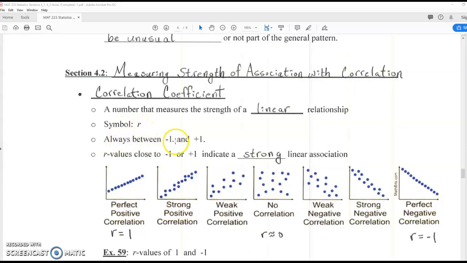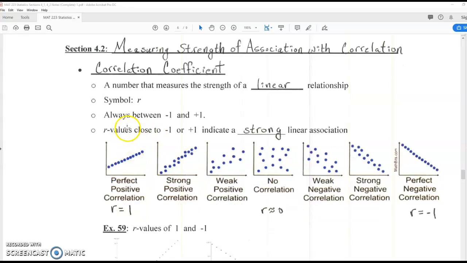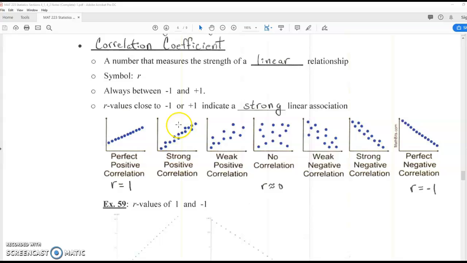It's always between -1 and +1. So in other words, it's a number that runs between -1 and +1. If the r values, or the correlation coefficients, are close to -1 or +1, that indicates a strong linear association. This graphic here gives you an idea of what I'm talking about.